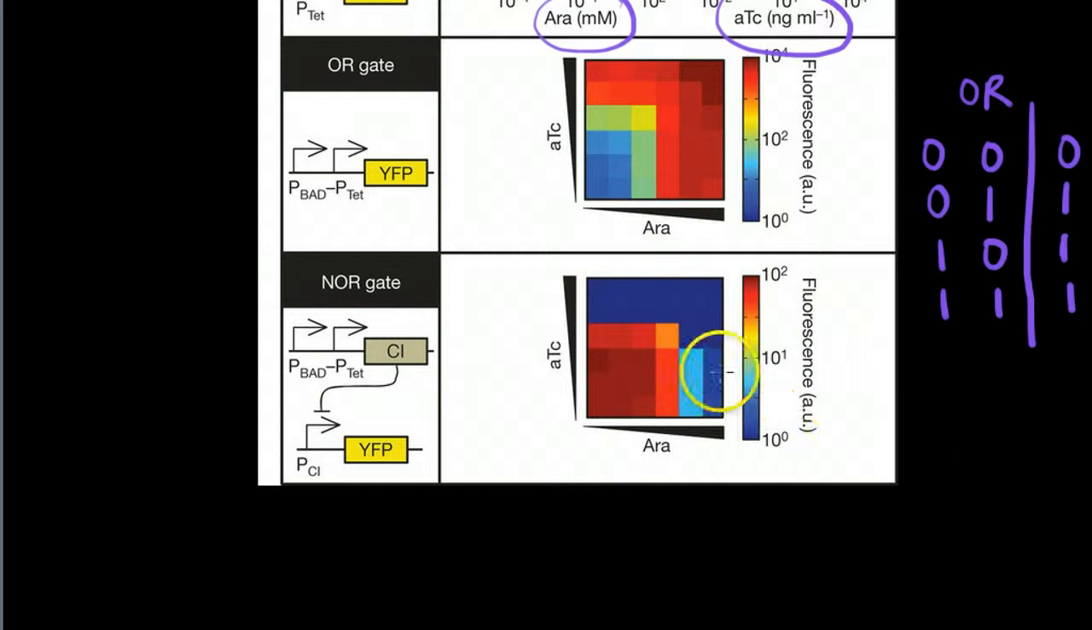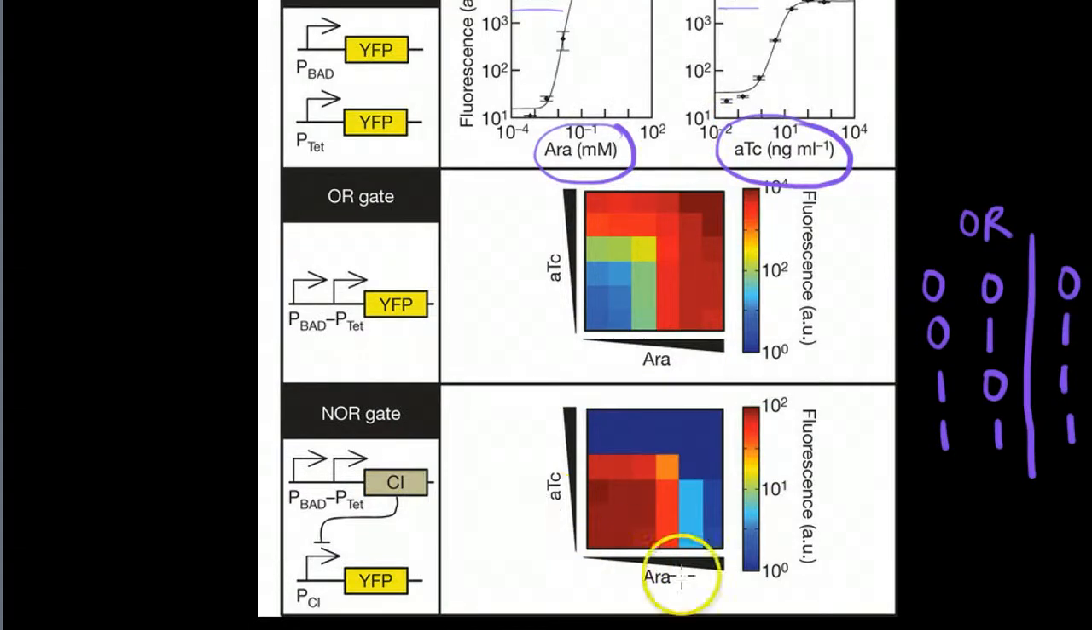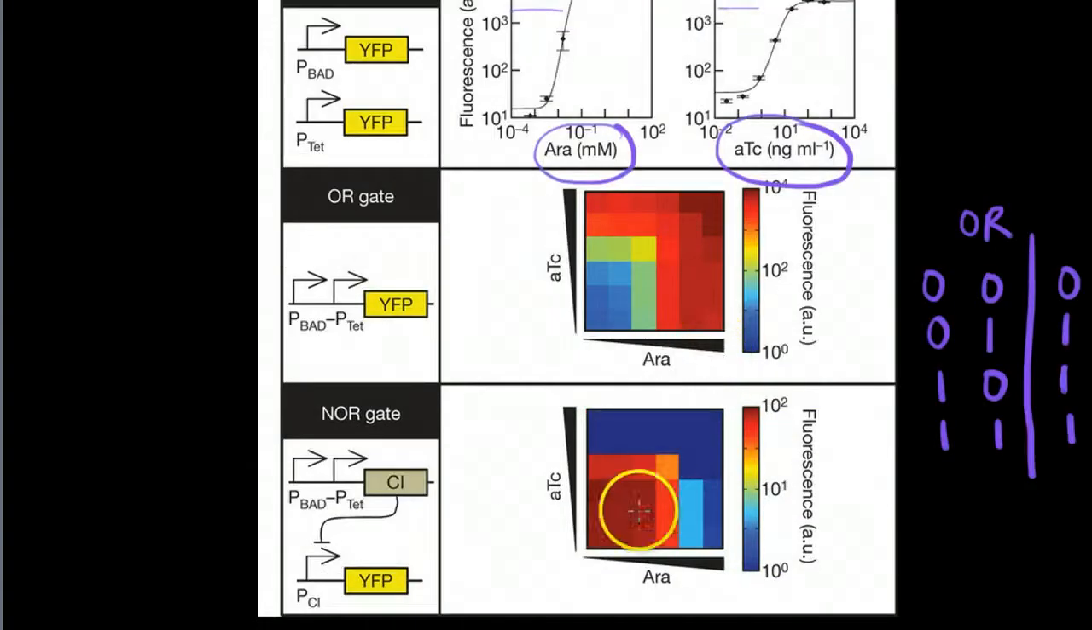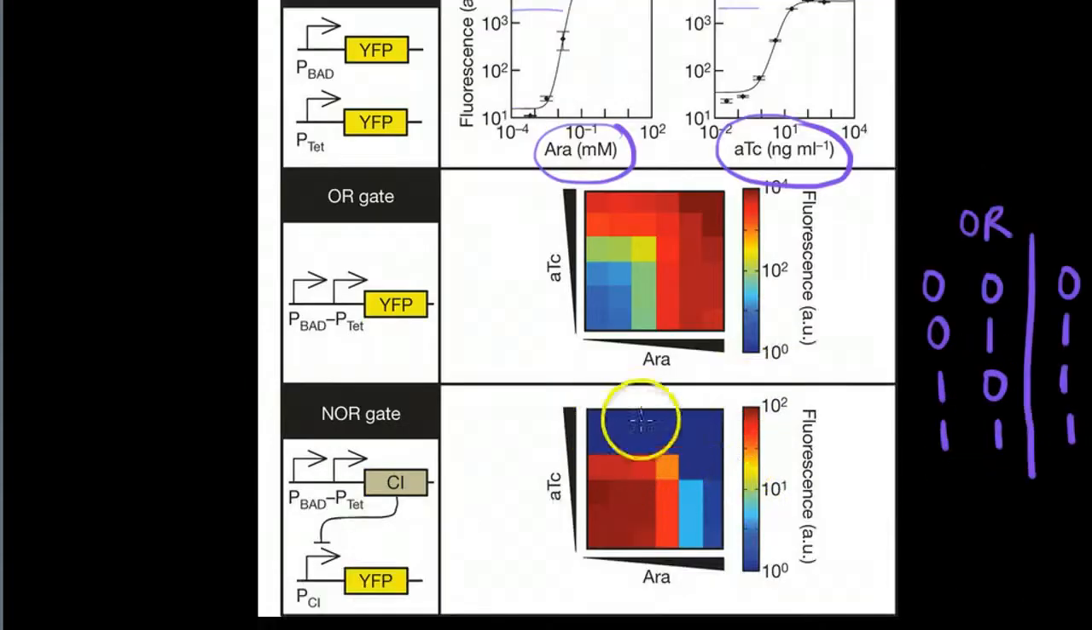And then, as you can see from this image right here again, going back to the truth table, only at lower concentrations of ATC and arabinose, basically when both those inputs are off, do we get a strong fluorescence signal right here. And in any other case where you have either of the inputs on or both of them being on, we get low fluorescence signaling. And so this is the basic construction of a NOR gate.